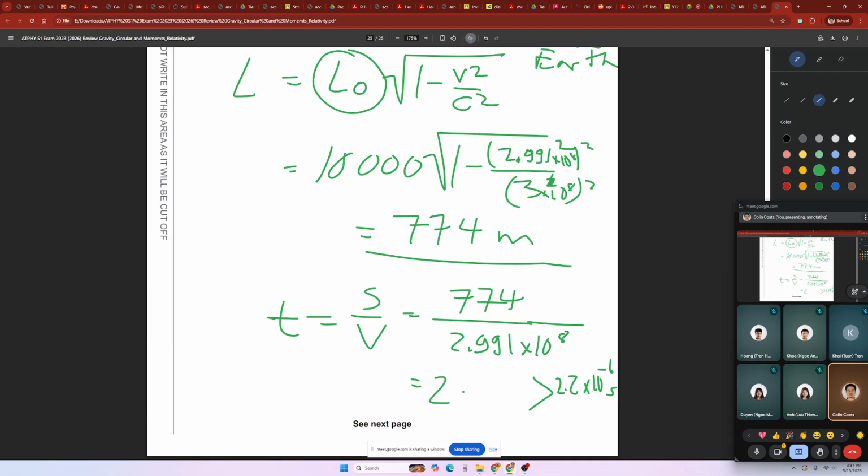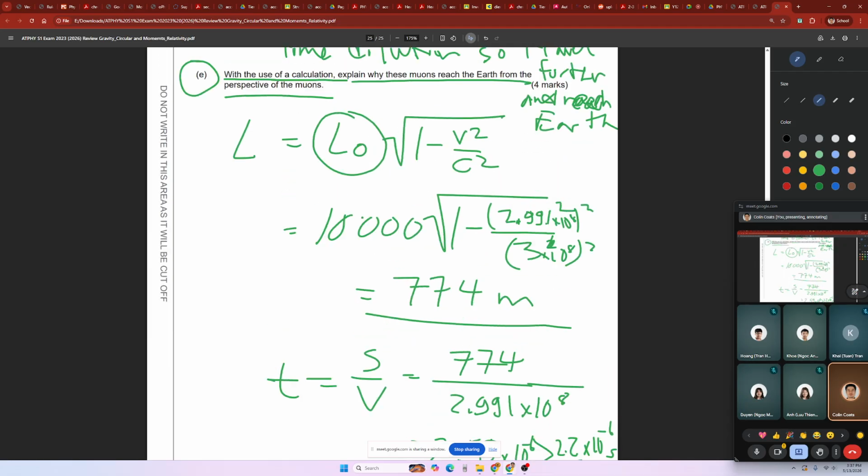And what we get from this calculation is 259 times 10 to the power of negative 6. And we can see that it's true. It's slightly longer, but such a short time, that's enough. Okay? Does everybody get where I got all this and why we did this?